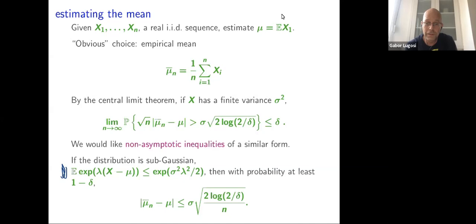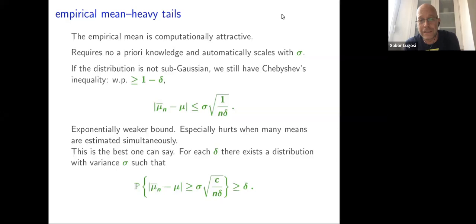So wouldn't it be nice to have non-asymptotic inequalities of this form, even if the distribution is not sub-Gaussian? Now, unfortunately, the empirical mean is not a good estimator in this sense.